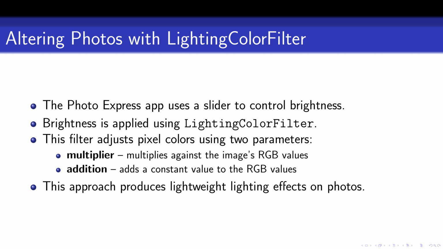The app allows the user to change the brightness of the captured photo using a slider. This is achieved through the LightingColorFilter class. This class applies lighting effects to each pixel in the image by multiplying and adding color values. The slider controls the strength of these operations, simulating lightening or darkening without altering the original image file.